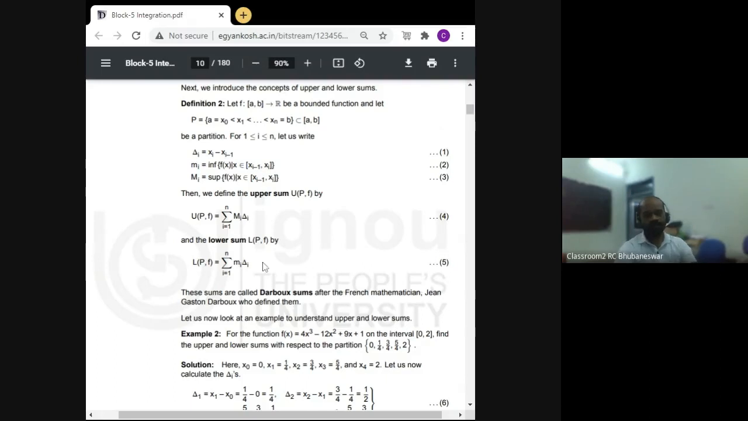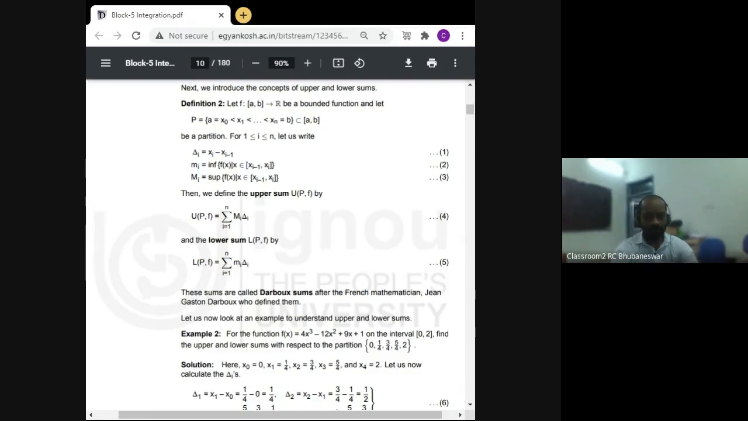Similarly, we can define the lower sum, also known as the lower Darboux sum. It is represented by capital L, inside brackets P, f. This means the lower Darboux sum of the function with respect to the partition P. We define it in the same way as a summation, i equal to 1 to n, small mi, the infimum value of the function in the interval, into delta i, the length of the interval.